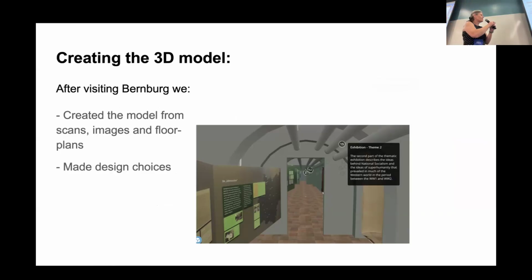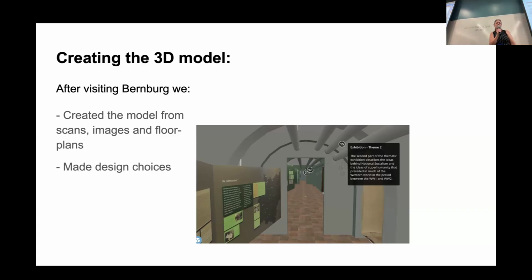We created the model, or Chris did, in the CAD program, and we did it from scans, images and floor plans. And we made some design choices. As in this picture, this is not a historical room. This is mostly the exhibition. There's a lot to read and a lot of images. You go through this hallway, and when we tried to scan that, you can see the pipelines in the attic.